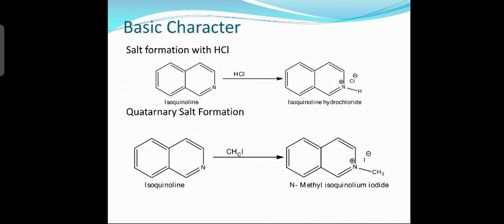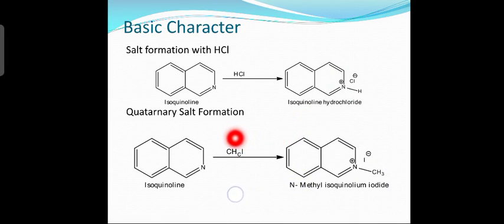So here is an example. Isoquinoline reacts with HCl to give isoquinoline hydrochloride. Since it is basic in nature, it will combine with the acid to give isoquinoline hydrochloride. So this is the salt form.